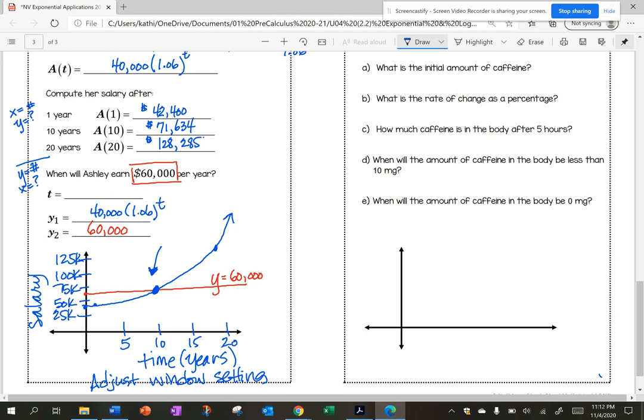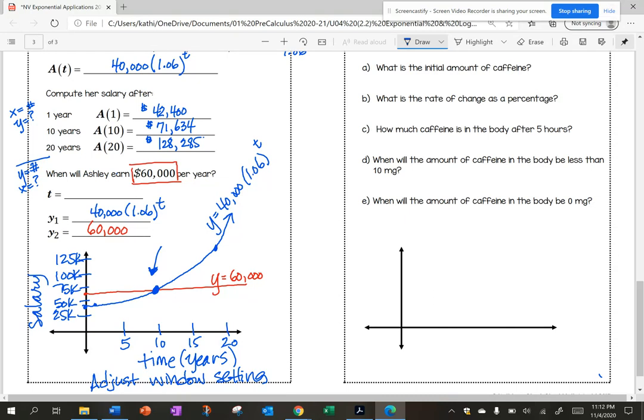And I'm going to do second trace. Second trace, intersect, enter, enter, enter. Okay, so this one is y equals 40,000 times 1.06 raised to the t.